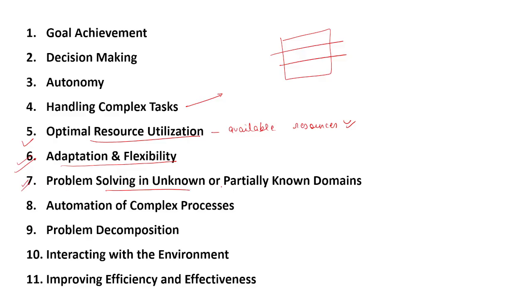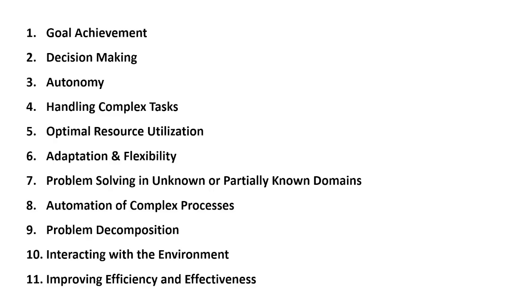Next we have problem solving in unknown or partially known domains. When AI is operating in a domain where not all information is known, sometimes we have to work with such situations where complete information is not available, right? So a planning system can reason with partial knowledge. Clear? The system can generate plans that are flexible enough to accommodate new information as it becomes available. It can also handle uncertainty and incomplete data efficiently.